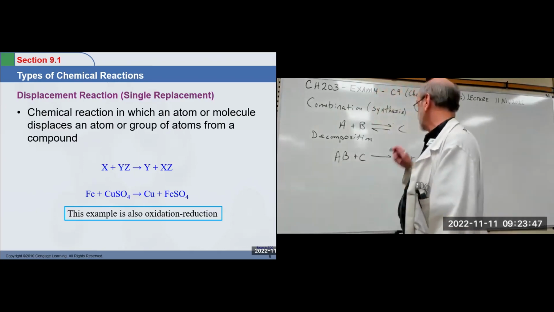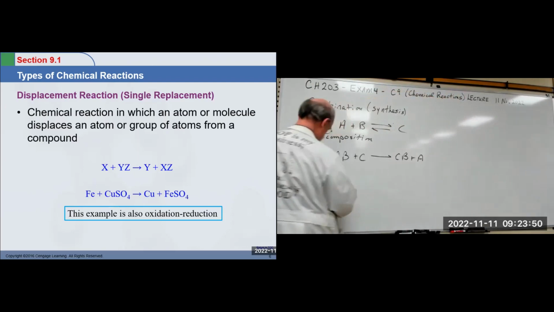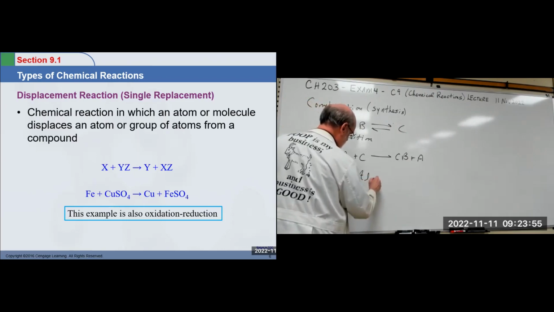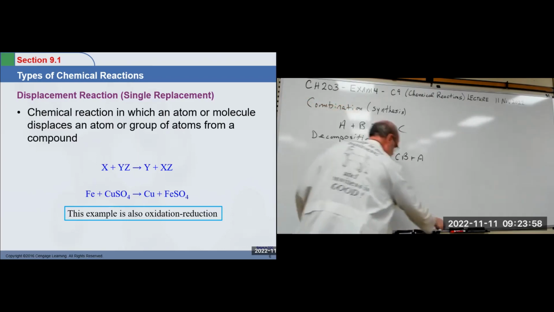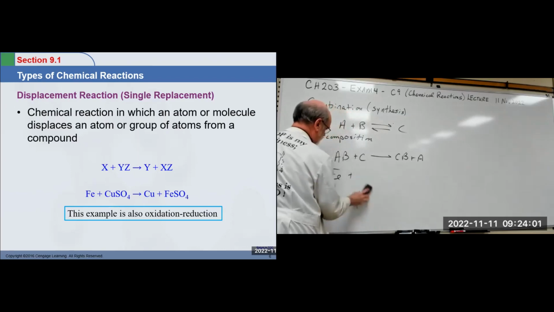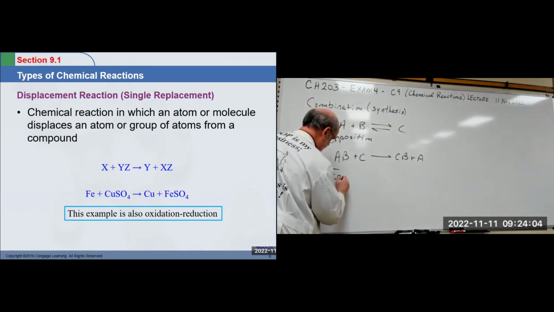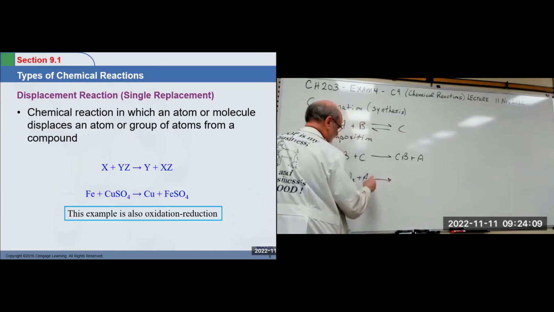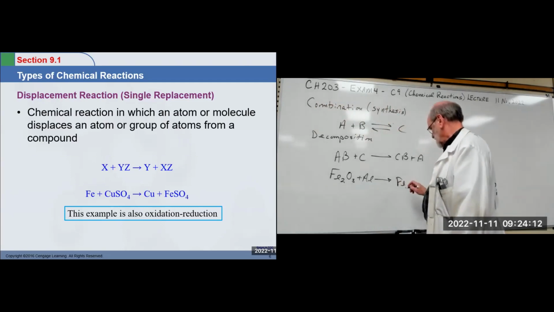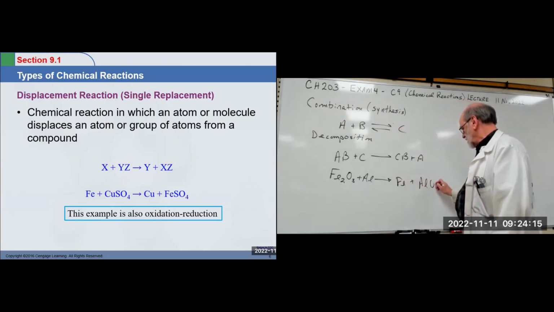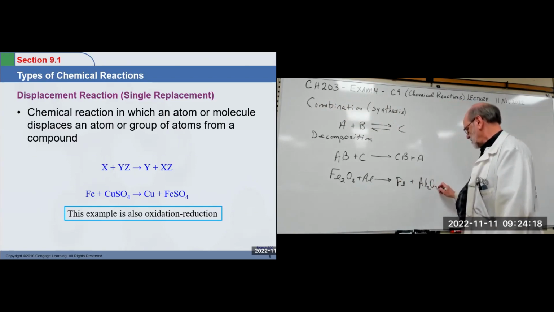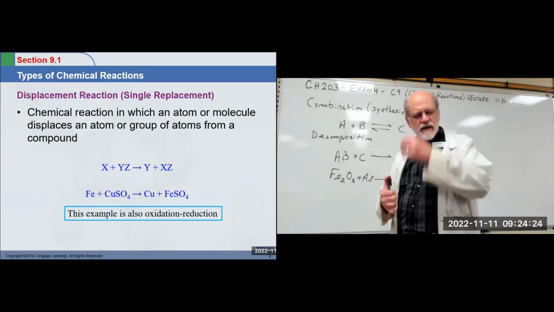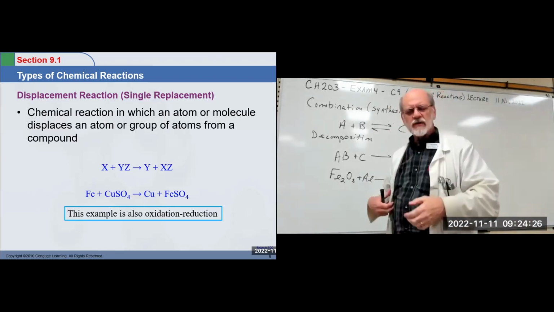Actually, I like, there's a better one. I like iron and aluminum oxide. Oh, excuse me. Sorry. I got it backwards. Rust plus aluminum. And that yields iron plus aluminum oxide. There we go. And my mind's gone blank. It'll come to me in a second.